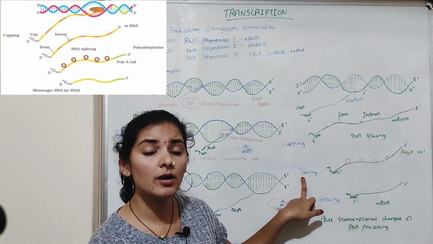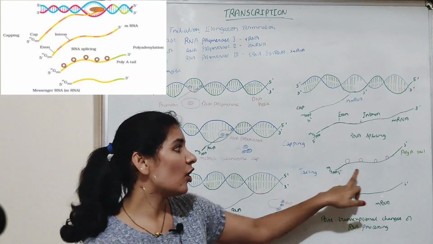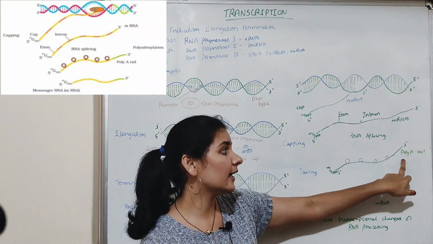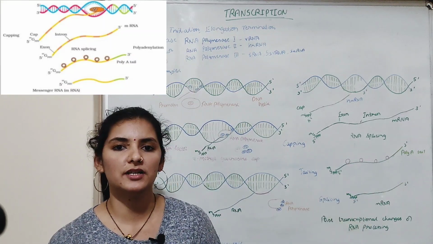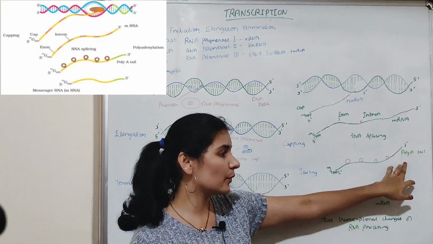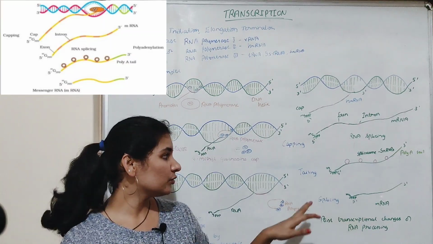Next is tailing or polyadenylation. As the name indicates, in polyadenylation about 200 to 300 adenylate residues are added to the 3' end of the hnRNA or primary transcript. The tailing process will stabilize the hnRNA or primary transcript. So that is about the tailing step.